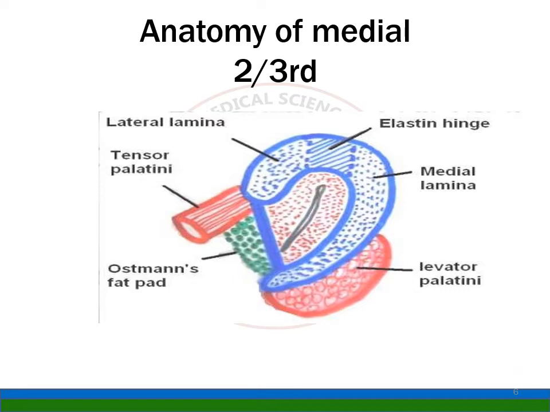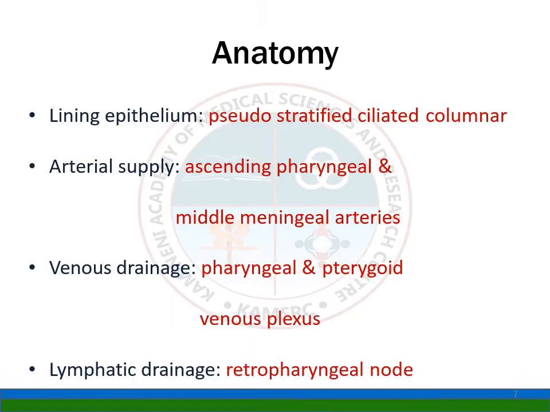If you come to the cross section, on the lateral side you have full cartilage, and on the medial side you have a deficiency. Here you have the Ostmann pad of fat, which protects the eustachian tube. You have one more important muscle, the tensor palati. The nerve supply of the tensor palati is by the mandibular nerve. It is asked n number of times in MCQ exams. You have another muscle, the levator palati. In between these, the eustachian tube is there, which opens at a certain time. I will tell you what it is.